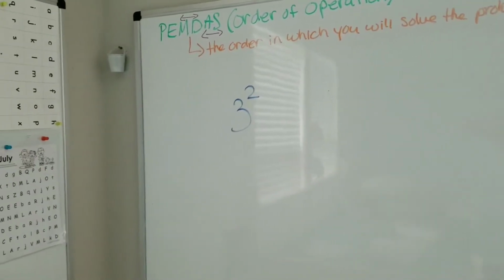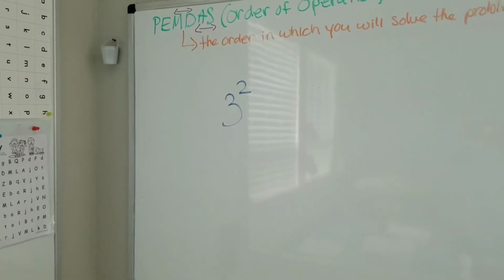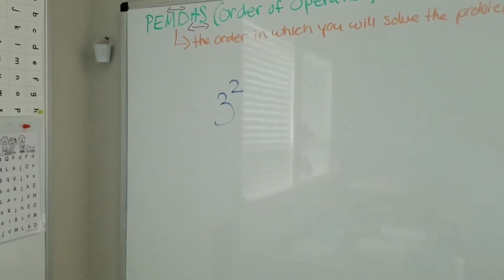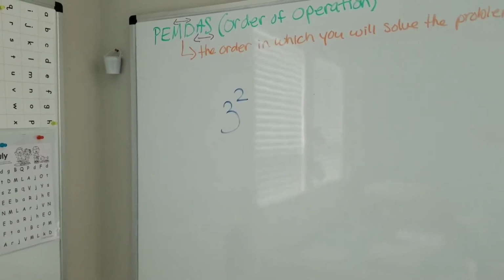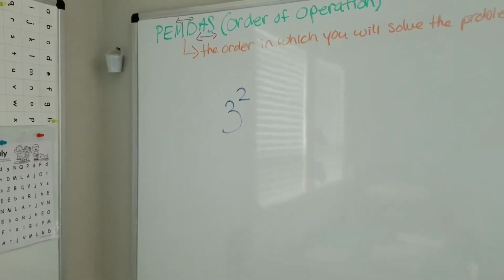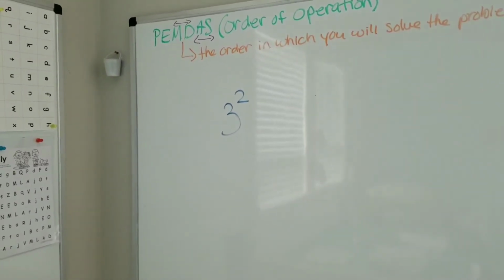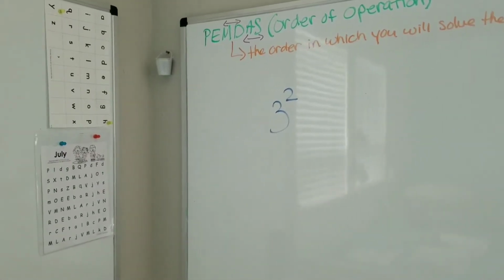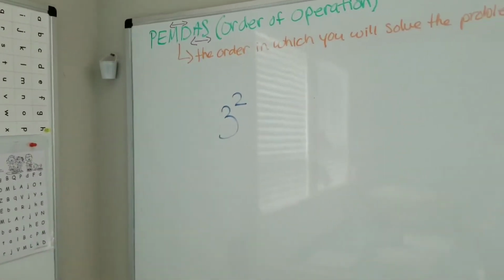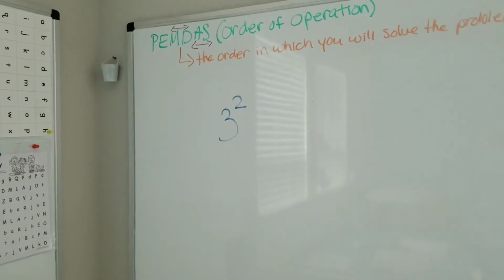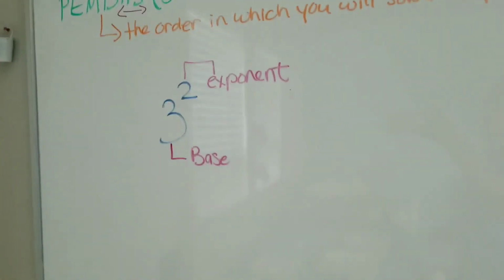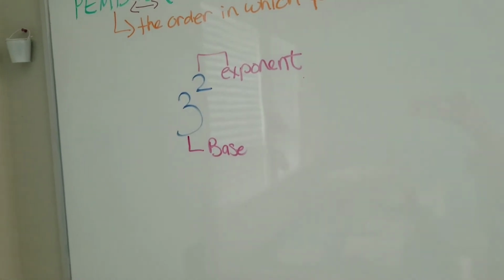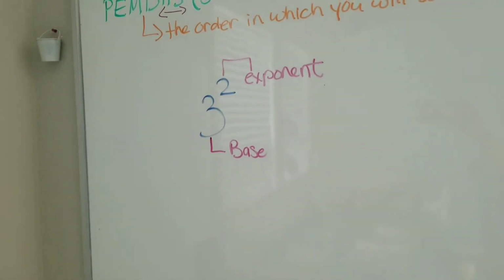There's 2 parts to an exponent. What are the 2 parts? Do you remember? What is the 3 called? And what is the 2 called? The 3 is called the base. And then the number on top is called the exponent. Very good. Let me write that down. The 3 is called the base. The 2 is called the exponent.